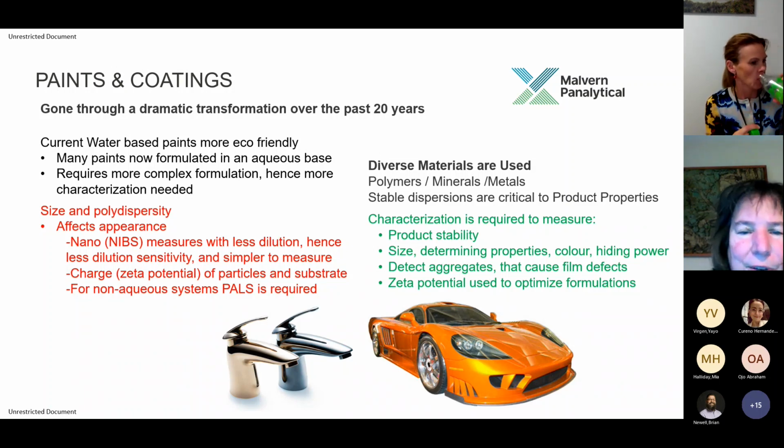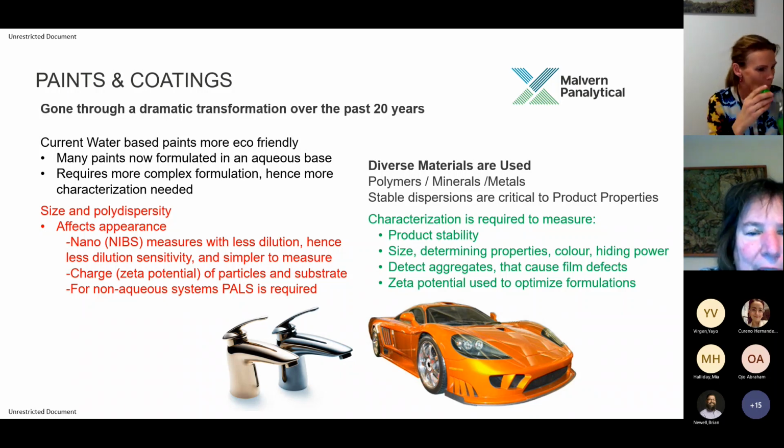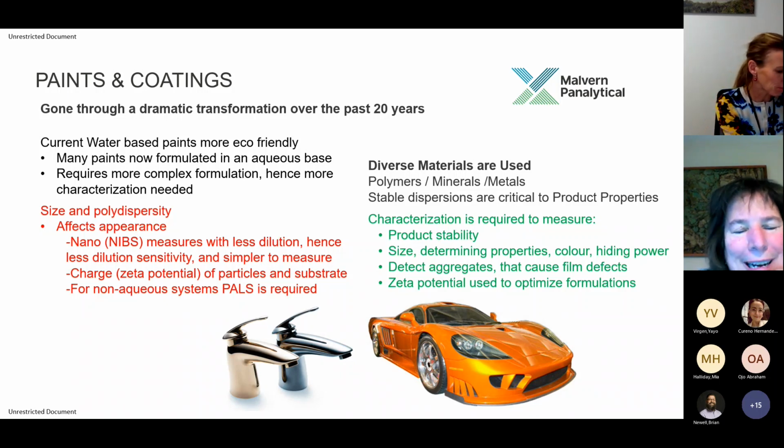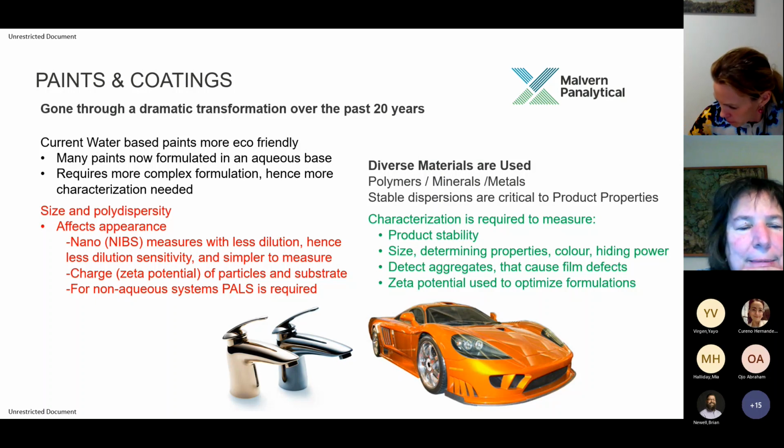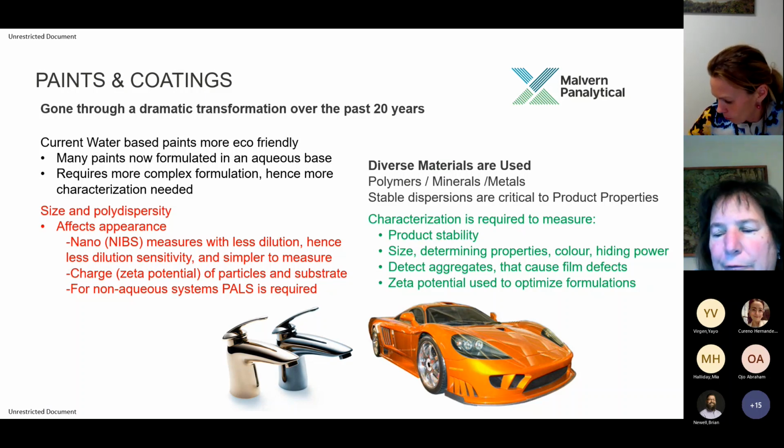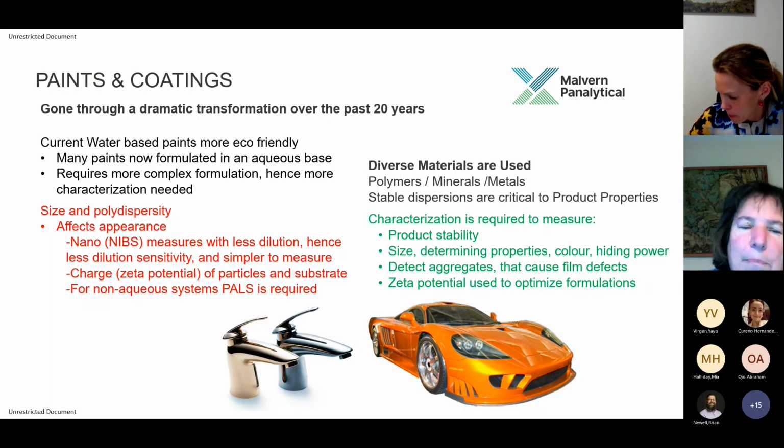The fuel cells that I just showed on the last slide, the solar cells before that, the more complicated the product is, the more characterization you need in order to make sure that you obtain the final properties that you need for that product performance. So size and polydispersity, especially in paints, really affect the appearance of that coating and the uniformity of that coating. How well that coating coats and covers a surface is all based on the size and the polydispersity of the size.